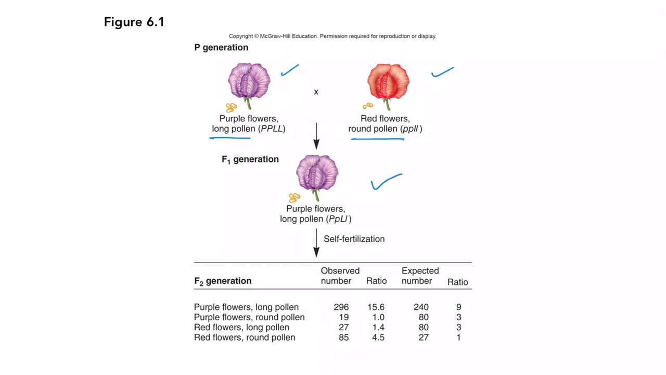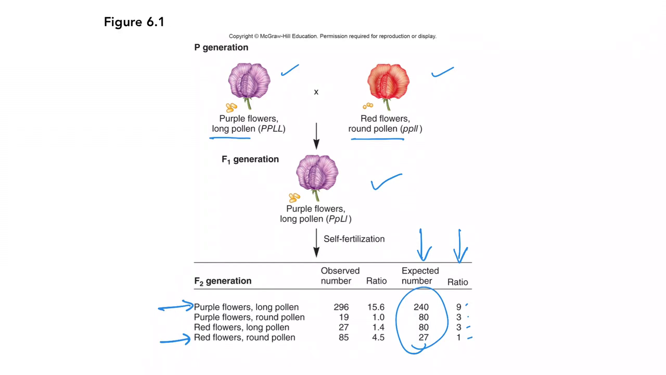However, when they mated their heterozygotes from the F1 generation, they got this F2 generation. Now, under our assumption of independent assortment with a dihybrid cross, we should expect this ratio of 9 to 3 to 3 to 1. And these would be the expected numbers based on the total number of individuals that they observed in their population.